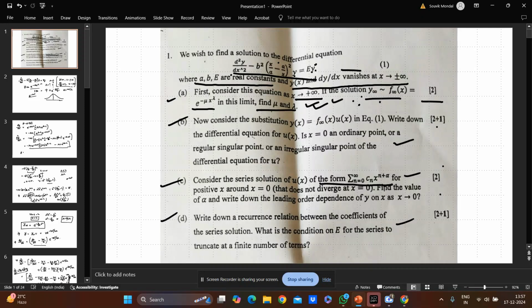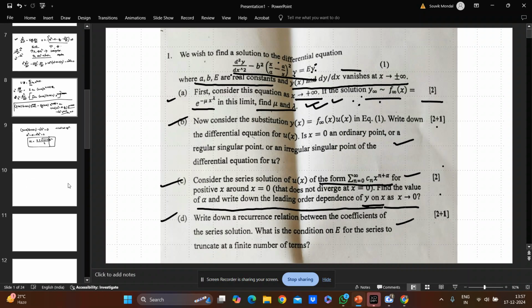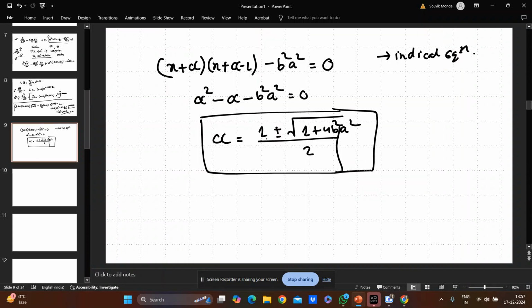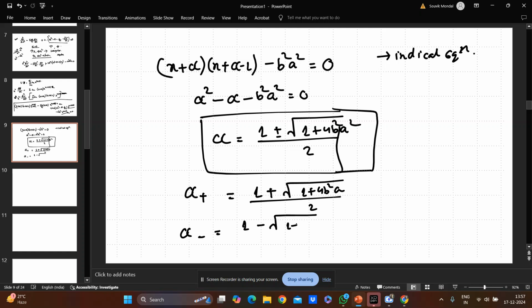They are asking you to find the value of alpha and write down the leading order dependence of y on x as x tends to 0. So you found the value of alpha, but what is this? Find the leading order dependence of y on x as x tends to 0. Okay. So you can see that alpha has two values. Let's say alpha plus is equal to (1 plus root under 1 plus 4b square by a square) divided by 2, and alpha minus is equal to (1 minus root under 1 plus 4b square a square) by 2.